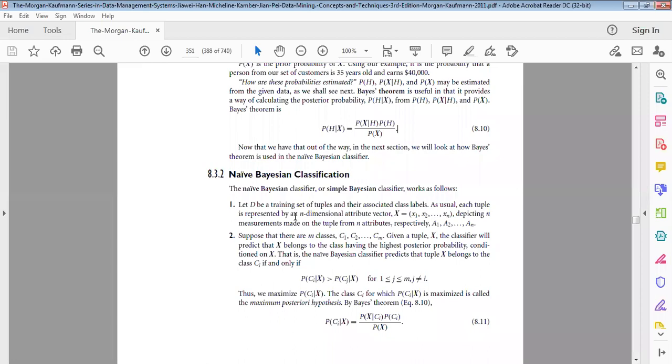We maximize P of Ci given X, the evidence X. The class Ci for which the probability of Ci conditioned on X is maximized is called the maximum posterior hypothesis by the Bayes theorem.